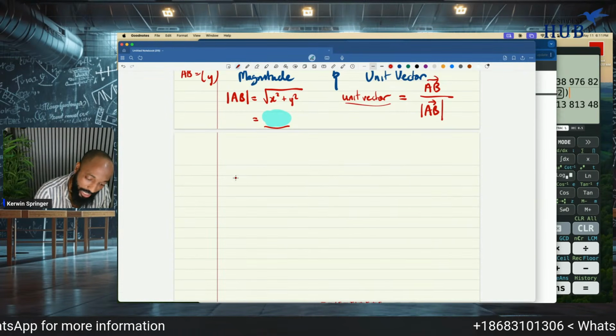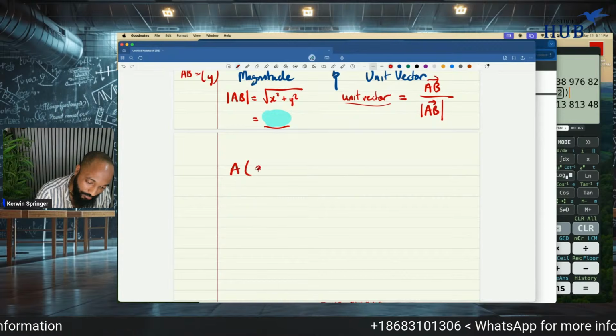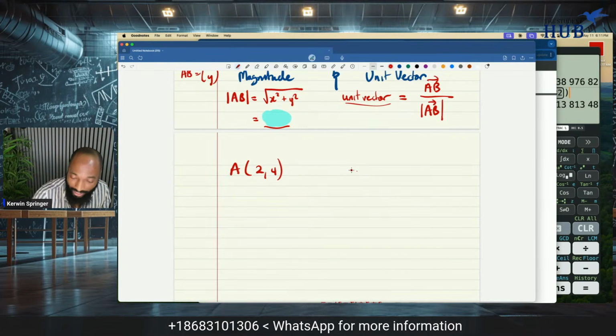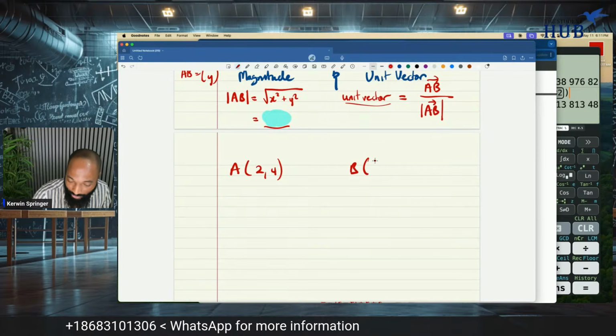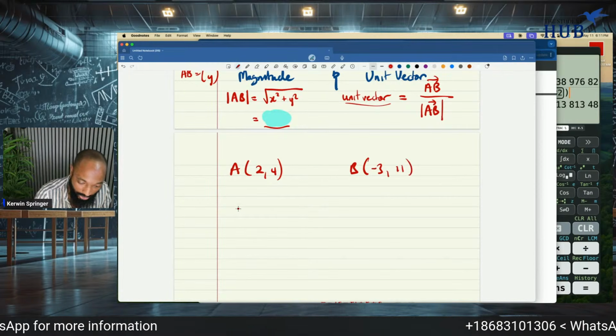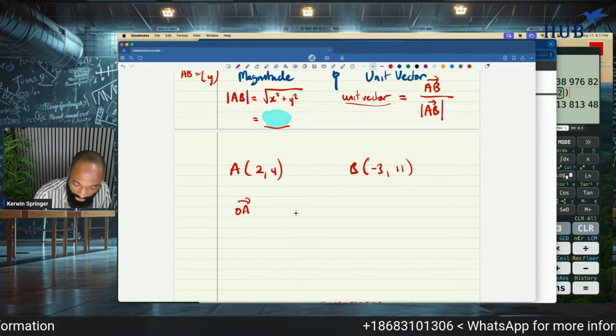Let's say A is the coordinate (2, 4). We're coming back to that collinear thing, right? The final boss. We're just doing some side quest in the meanwhile. So this is (-3, 11), right? Everybody know how to find OA? We are just doing that.